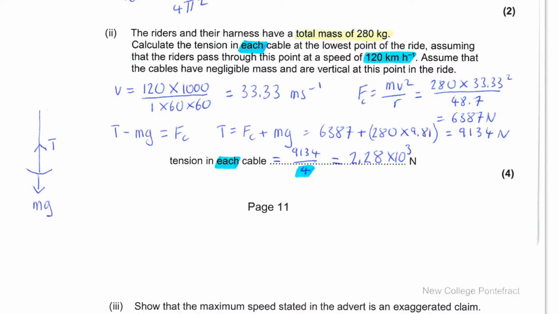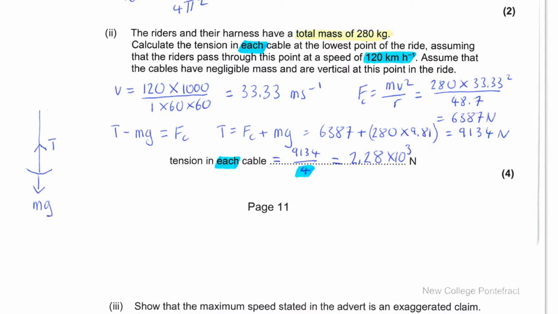Next, you're told that the riders and their harness have a total mass of 280 kilograms. You are asked to calculate the tension in each cable at the lowest point of the ride. You are told that you may assume that the riders pass through this point at 120 kilometers per hour. You can also assume negligible mass of the cables and that the cables are vertical at this point.